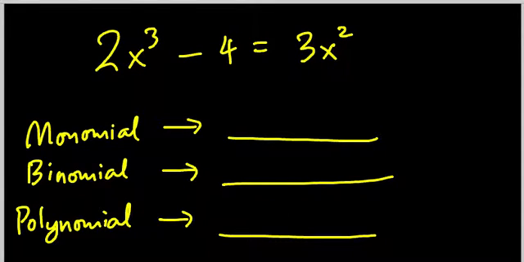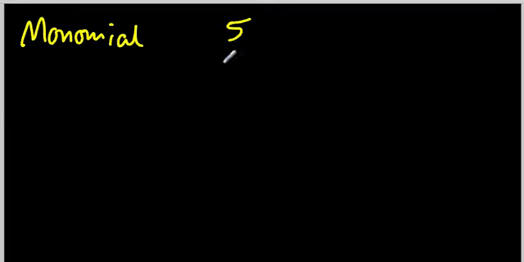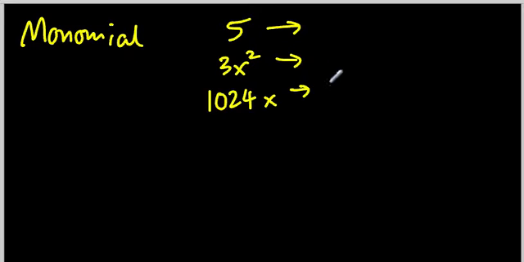Next, we went over degrees of monomials and polynomials. So say, for example, I have a monomial over here. I'm going to list three monomials: 5, 3x squared, and 1024x. And what I want you to tell me over here is what the degree of each of those monomials is.